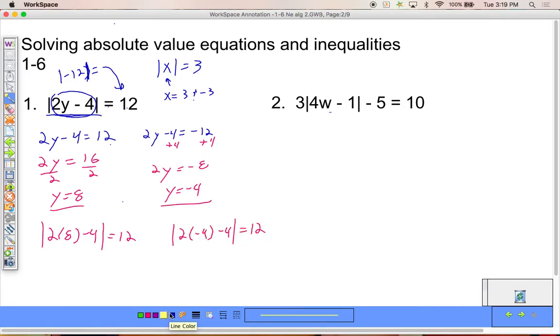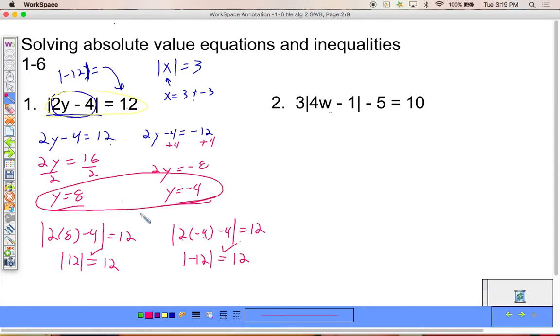Going back all the way to the top. 2 times 8 is 16. Minus 4 is the absolute value of 12, which is 12, so we're good. 2 times negative 4 is negative 8. Minus 4 is a negative 12. The absolute value of that is 12, so both these answers work. We have to check to make sure they work.